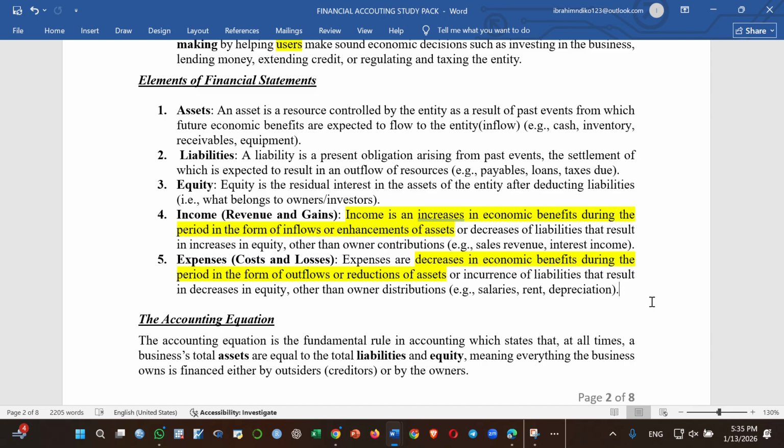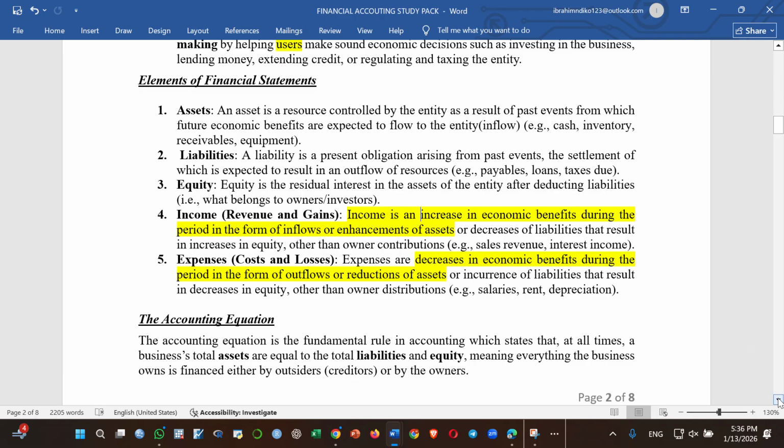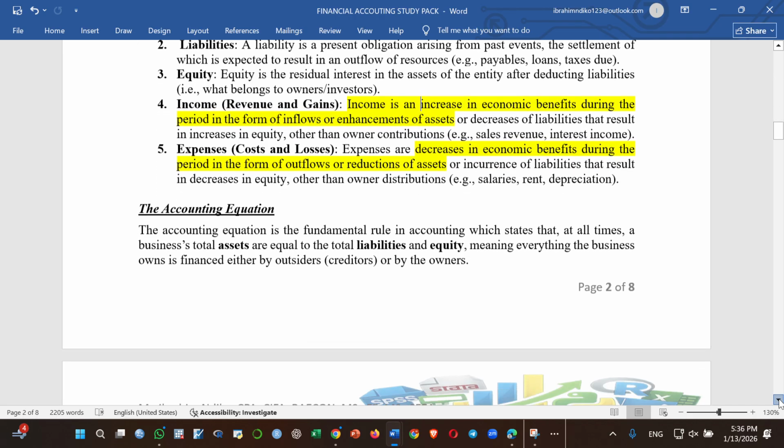For the income, we said it is an increase in economic benefit. Let's assume that you had 20,000 in your account. Then ukauza some product. When you sell those products, the customer will pay you. So maybe ilikuwa 20, it can increase to 30. So that increase is what we call an increase in economic benefit during a particular period, and that represents an income. That is correct. That's the accounting equation.